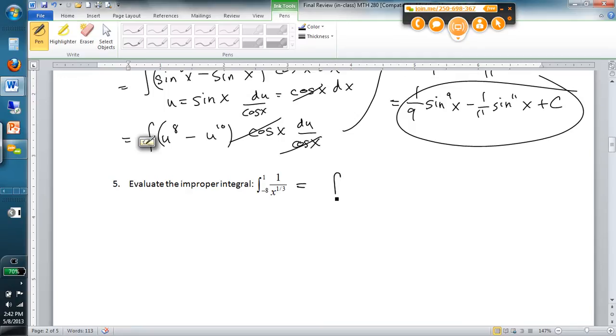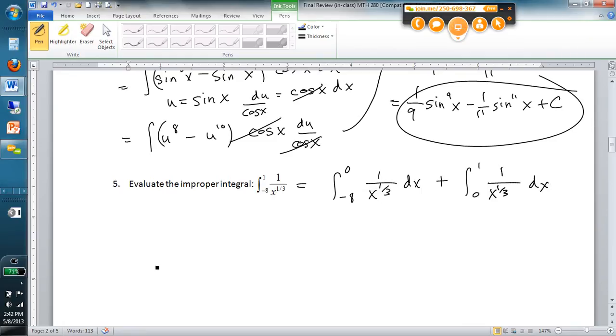So I'm going to have to break it up into those two things, aren't I? It's at 0. So negative 8 to 0, 1 over, I probably should write that as x to the negative 1/3, but I'll do that in a second. And then 0 to 1. So break it up at the discontinuity there, because that's what makes this one improper. I can't go -8 to 1 in a straight shot, so I have to break it up at the discontinuity because that's why it's improper. All right?